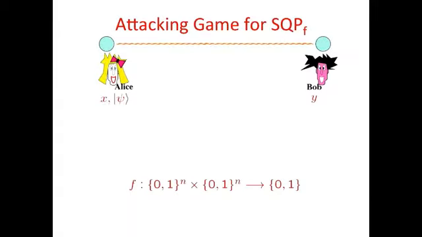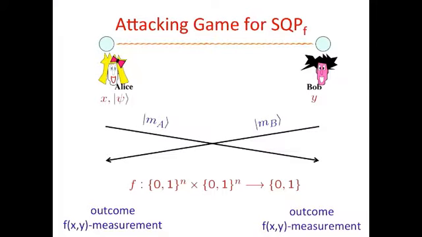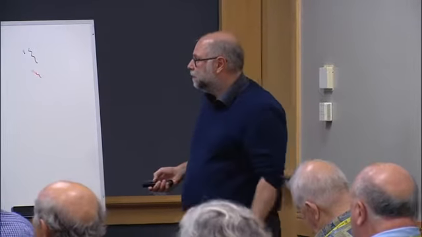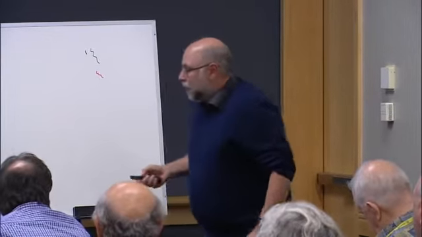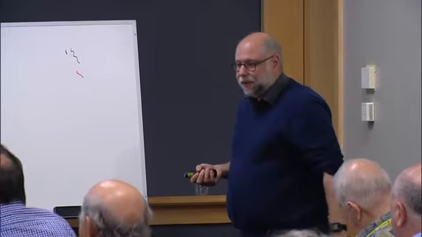So how does the attacking game for Alice and Bob work? Well, Alice and Bob are allowed to send each other a message, and then they have to give back the outcome of the measurement of the f(x,y) measurement to this input. Sorry, what is the function exactly? That's something that you can design yourself. Yeah, you can choose it. And if you want this to be a practical scheme, it has to be a function that you can compute efficiently. Otherwise, it would not work.